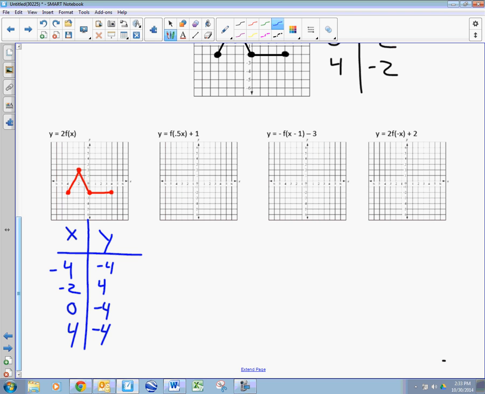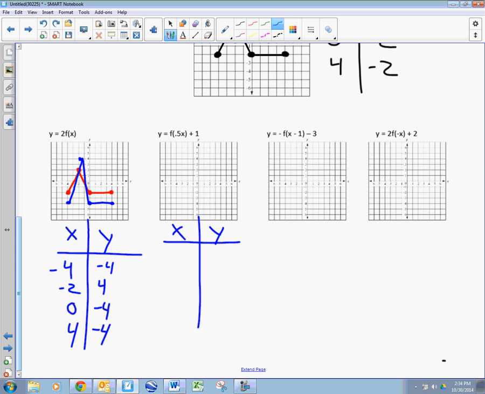So as you plot this, -4, -4, -2, +4, 0, -4, and 4, -4. Does this look like this? Is this a similar graph? Yeah, it's just been stretched vertically by a factor of 2. And you can see that. So when you graph it, it should say, yes, what I thought was going to happen did in fact happen. Look at your next one.